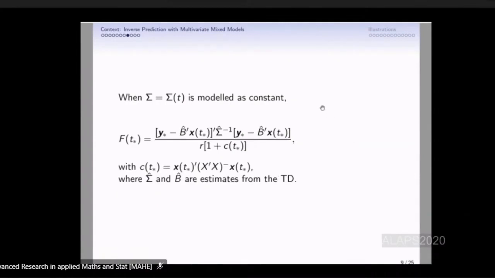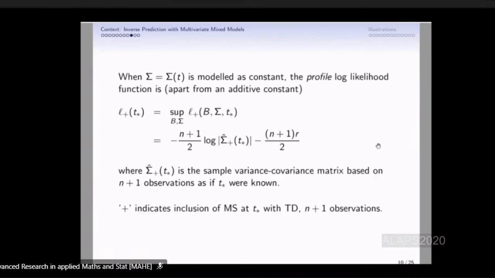When the variance covariance matrix is considered to be, or modeled as, constant, then the form of that test statistic can be simplified to look like this. And T star shows up only here and here, in this X of T star and C of T star. And the others, the B hat and the sigma hat, come from the training data only. They don't involve the mystery specimen. The mystery specimen only shows up here as Y star. And so some further simplification can be obtained from that. However, I want to go ahead.